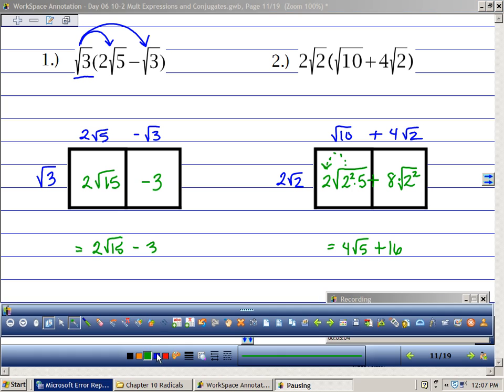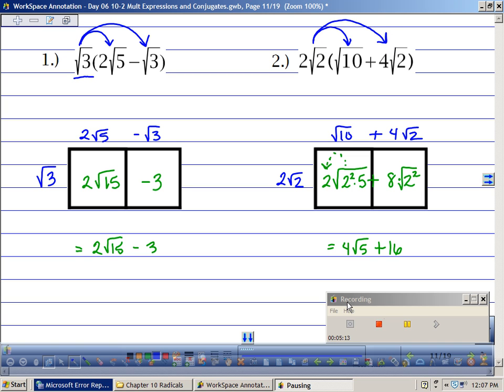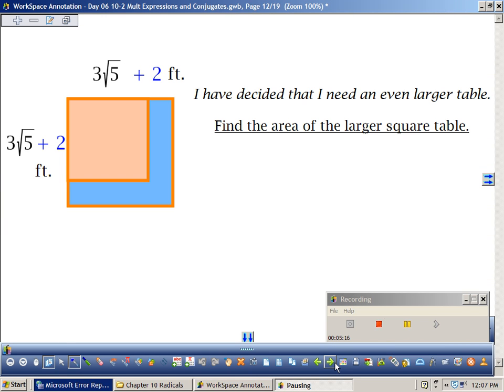I forgot to draw my rainbow. I was distributing 2 root 2 to 10 and 2 root 2 to 4 rad 2. Can I continue? All right. Go ahead. So let's look at these.